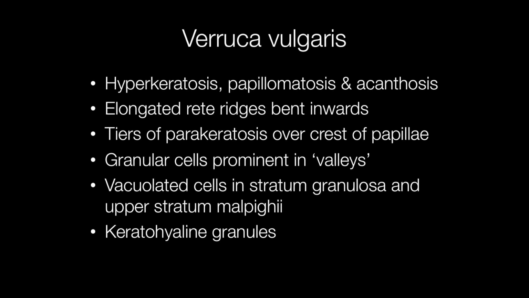Histological features include hyperkeratosis, papillomatosis and acanthosis, and the rete ridges are elongated and bend inwards. There are tiers of parakeratosis over the crests of the papillae, and the granular cell layer is more prominent in the valleys of the Verruca vulgaris. In addition, there are vacuolated cells in the stratum granulosum and upper stratum malpighii, and the presence of keratohyalin granules is another prominent feature.